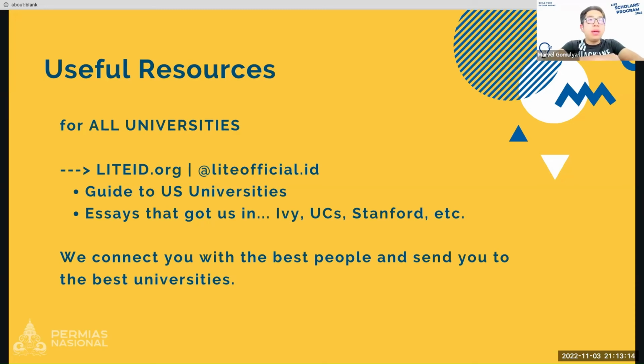And the second one is we have sample essays from people who have gone into UCs, Ivy Leagues, and Stanford. Even my essays are there as well. That may be worth looking into as a reference on how you would like to write your essays. This is, I think, a 30-page document by now, maybe longer, and well organized. So you might want to take a look at that.